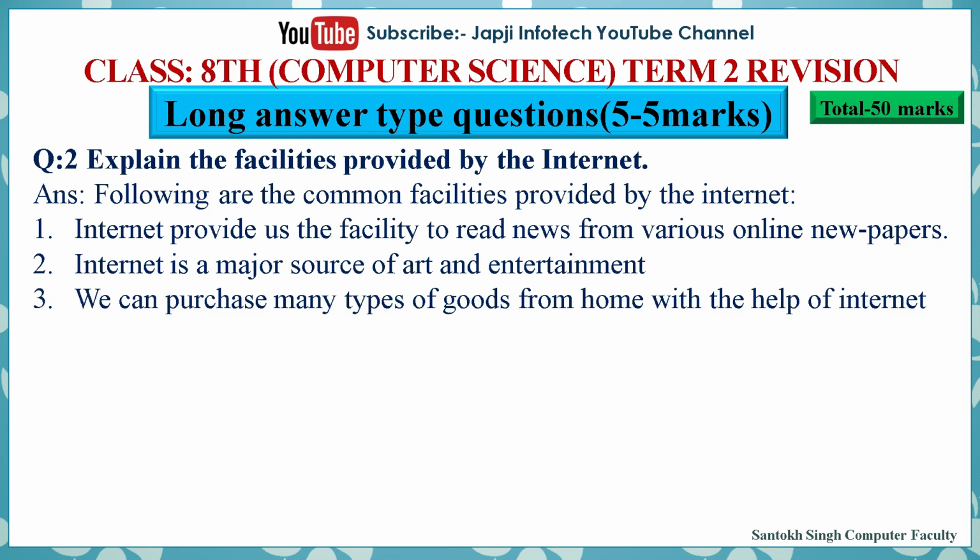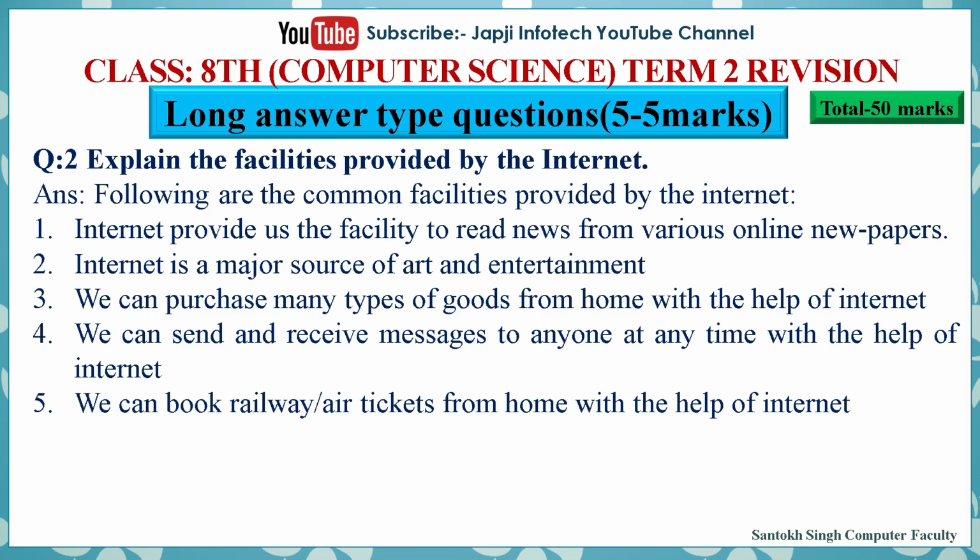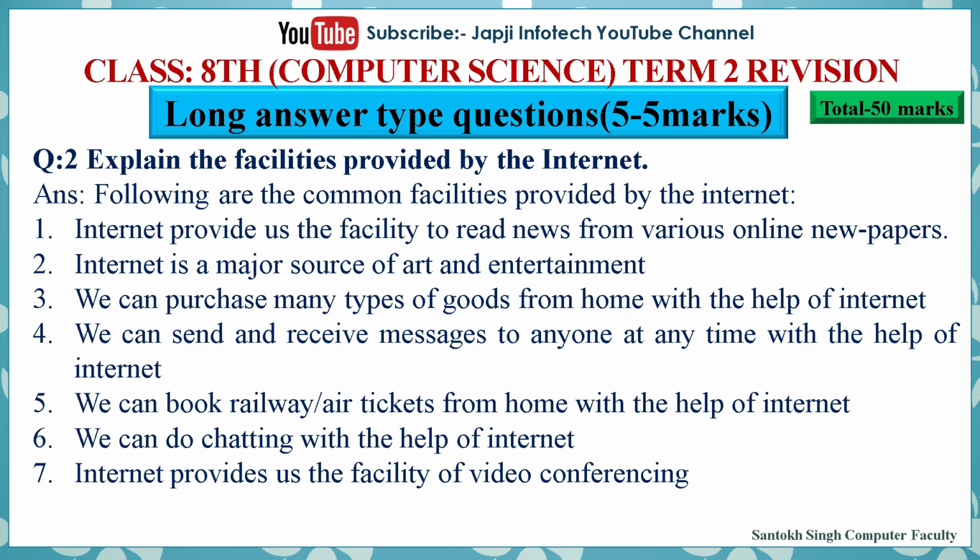Third one is, we can purchase many types of goods from home with the help of internet. Fourth one is, we can send and receive messages to anyone at any time with the help of internet. Fifth one is, we can book railway or air tickets from home with the help of internet. Sixth one is, we can do chatting with the help of internet. Seventh one is, internet provides us the facility of video conferencing.